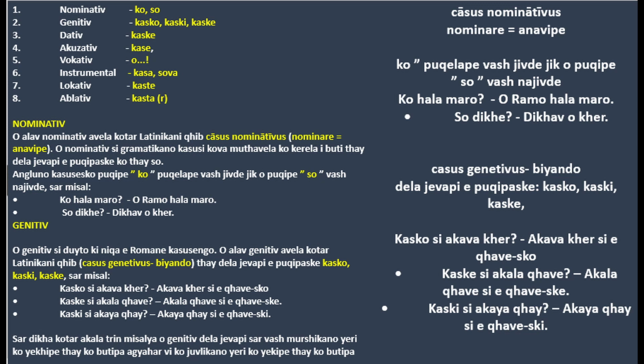6. Instrumental, kasa, sova, with whom, by what. 7. Locative, casta, at what, at whom. 8. Ablative, casta, from whom.